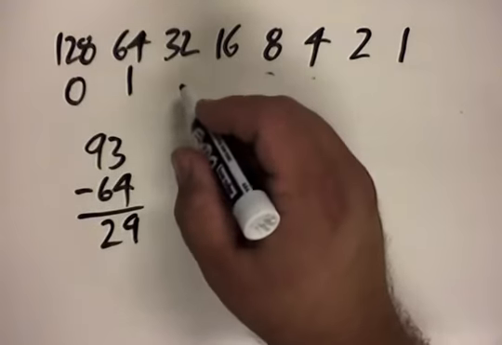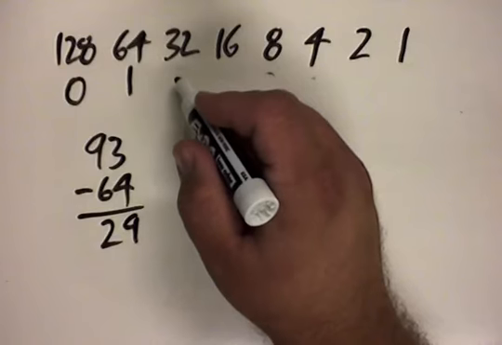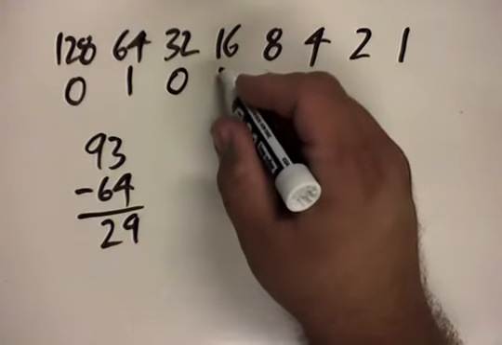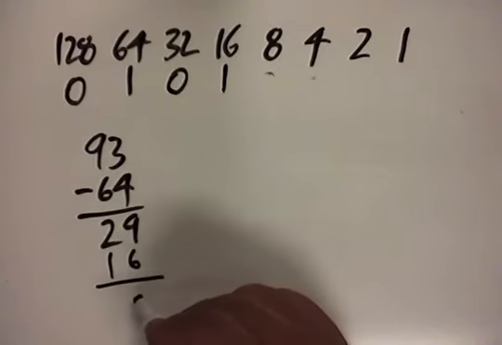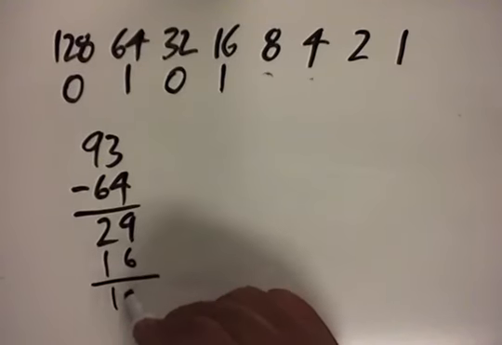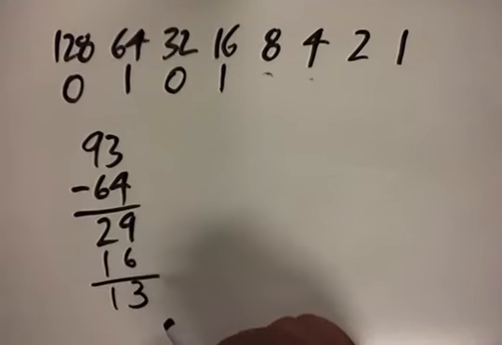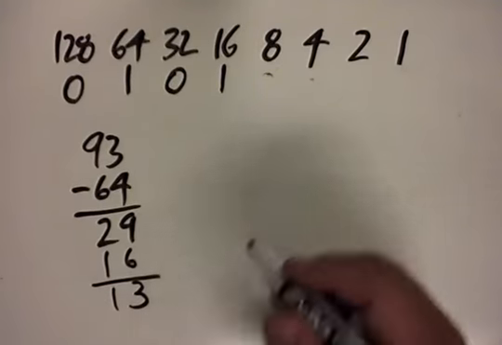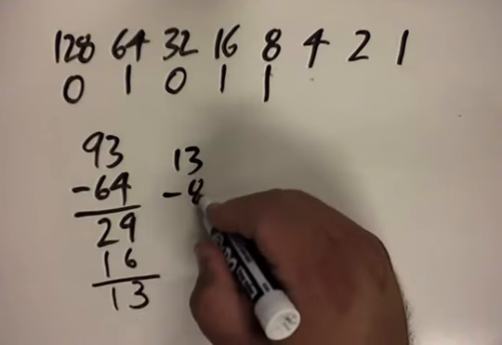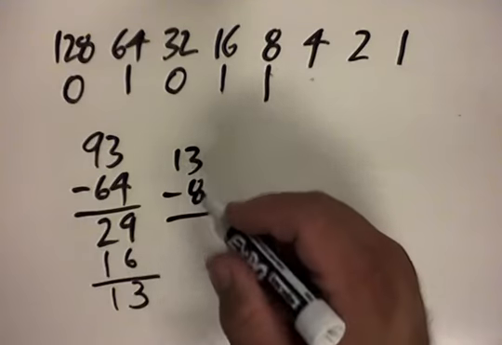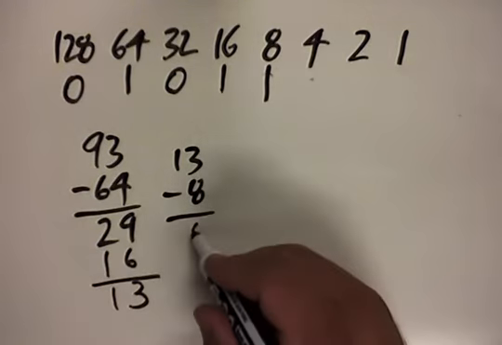Okay, I can't subtract 32, but I can subtract 16 from that. 29 minus 16, I'm left with 13. Okay, so now I can actually subtract 8 from that, so I'll indicate so. So 13 minus 8, all I did was transfer it up there so you can see what I'm doing. 13 minus 8, I'm left with 5.